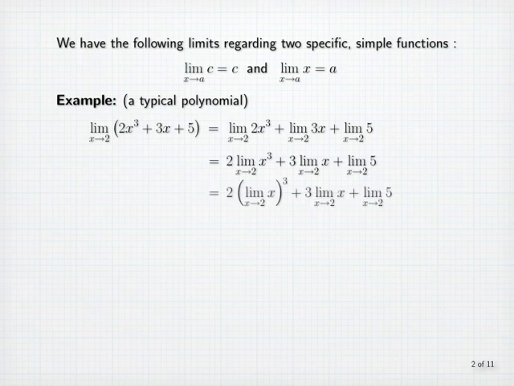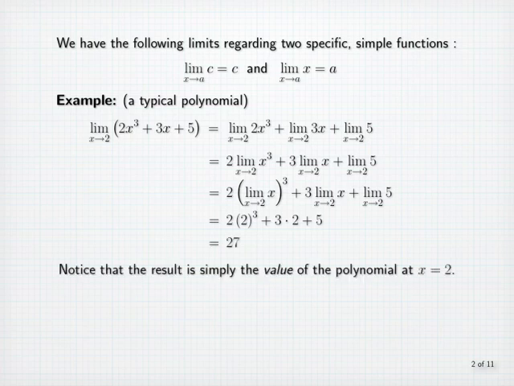Next, we use the fact that the limit of a product is equal to the product of the limits to write the limit as x approaches 2 of x cubed as the cube of the limit as x approaches 2 of x. So now we have our limit expressed in terms of limits of very simple functions, which we evaluate as follows. And after a bit of arithmetic, we arrive at 27. Now notice that the result is simply the value of the polynomial at x equals 2.